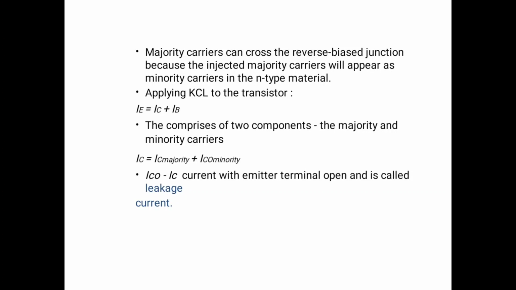Applying Kirchhoff's current law to the transistor, the emitter current is equal to the collector current plus the base current. The collector current comprises two components, the majority and the minority carriers: the collector current is equal to the majority component plus the minority component. The minority component is called the leakage current. Okay, thank you.